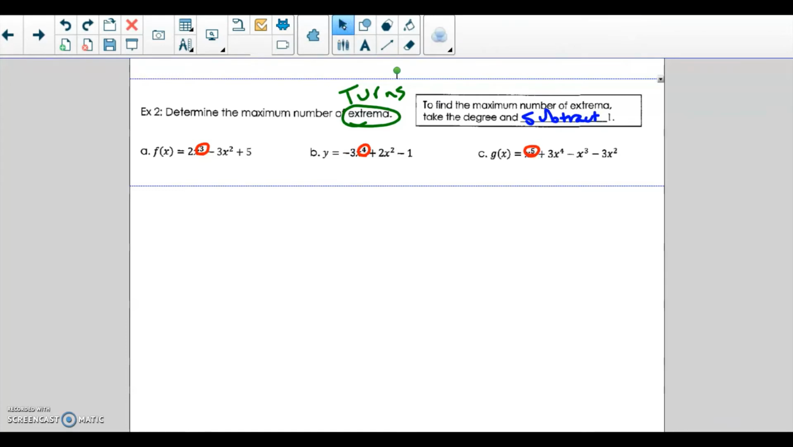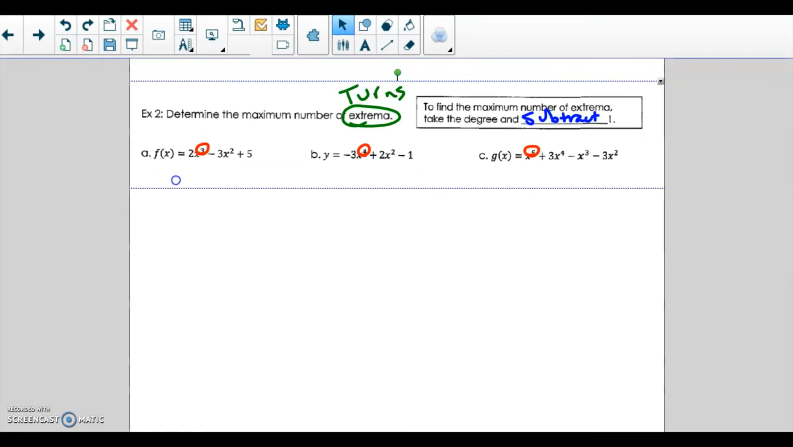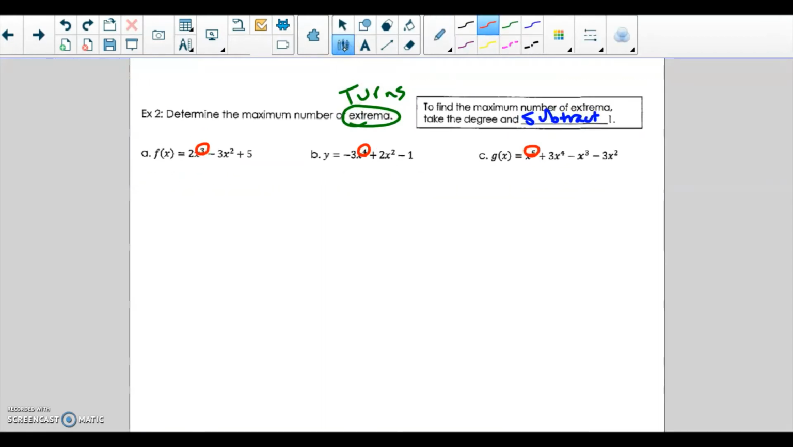So that would be, oops, sorry, did not write it in. That would be 3 minus 1, which is 2 turns. 4 minus 1, which is 3 turns. And 5 minus 1, which is 4 turns.